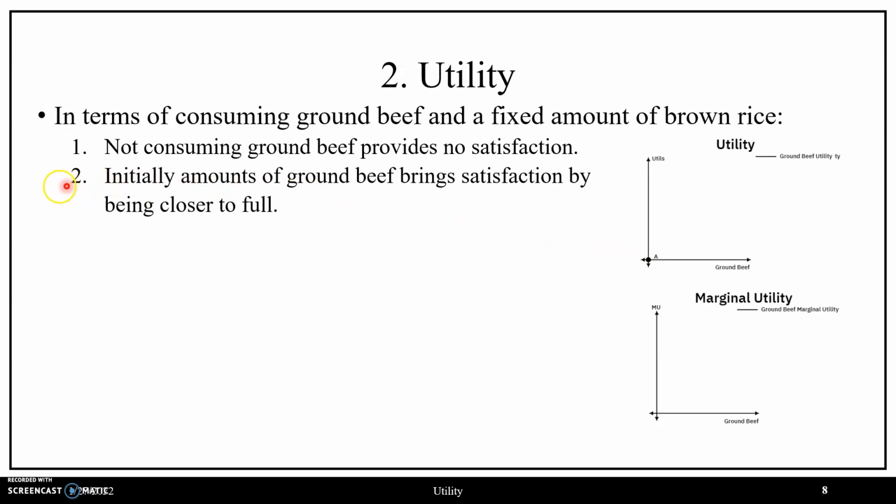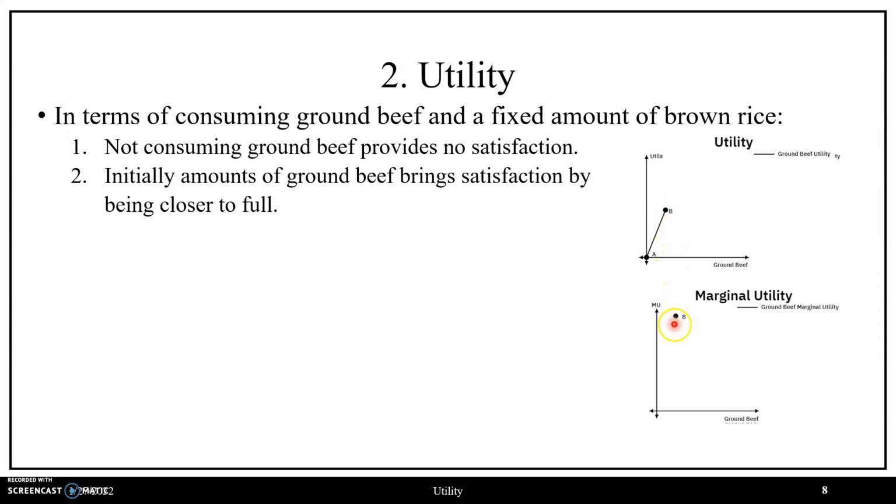If the consumer decides to consume an initial amount of ground beef, this will bring them some satisfaction by being closer to full. And we can represent this with point B on our utility graph. Consuming a positive quantity of ground beef provides them a positive quantity of utils, so some satisfaction. And in terms of the difference of eating and not eating, this provides a positive quantity of utility. So in terms of marginal utility, a positive quantity of ground beef generates some positive marginal utility as a result as well.